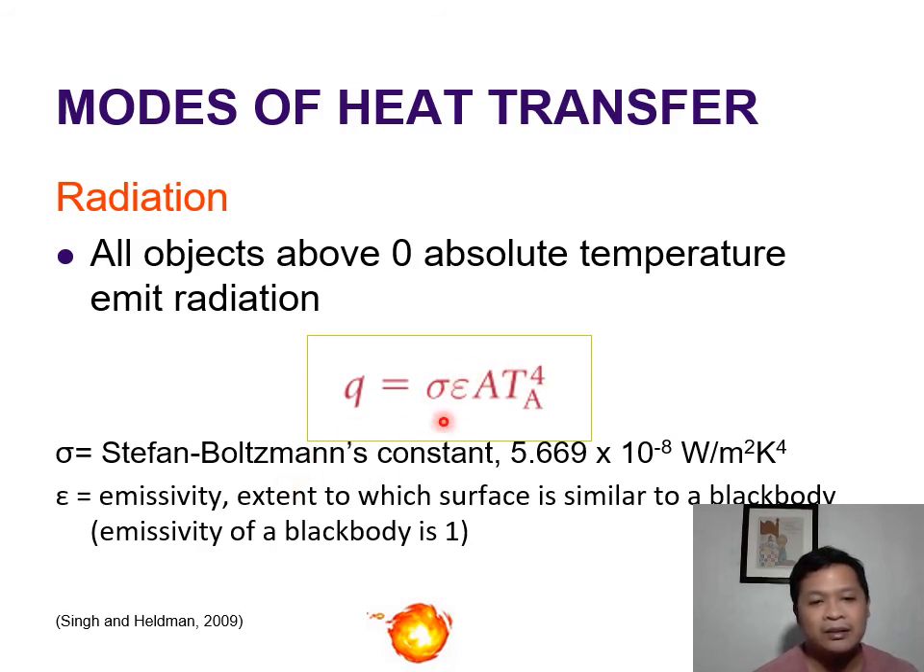Then the emissivity is defined as the extent to which the surface is similar to a black body. This is a value between 0 and 1. A black body is a hypothetical object that absorbs all incident electromagnetic radiation. Then of course, there's the surface area, and yung effect ng temperature naman is exponential, the order of 4, no? So exponentially higher yung radiation at higher temperatures than at lower absolute temperatures.